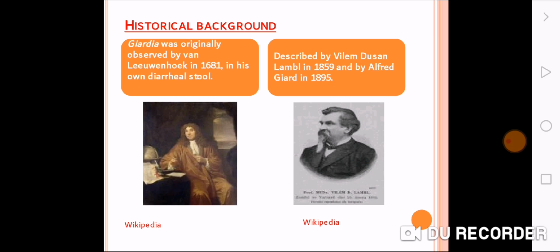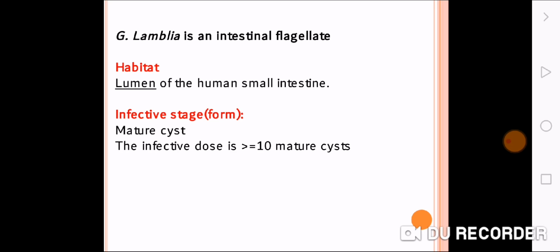Giardia was discovered at first by Leeuwenhoek in his own diarrheal stool, and then described by Willem Dosan Lambel in 1859 and Alfred Giard in 1895. It is an intestinal flagellate. It lives in the lumen of the human small intestine. The infective stage is the mature cyst, and the effective dose is about 10 mature cysts.